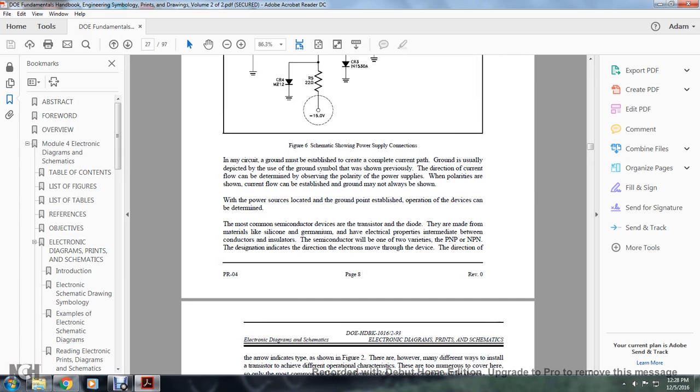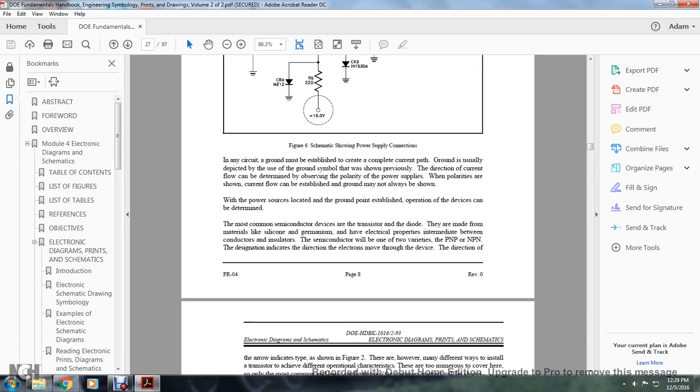If any circle of the ground current must be established to create the current path, ground is usually depicted with the usual ground symbol that is shown previously. The direction of the current flow is determined by observing the polarity of the power supply. The polarities are shown with the current flow. The established ground must not always be shown with the power source located at the ground point established. The operation of the device can then be determined.